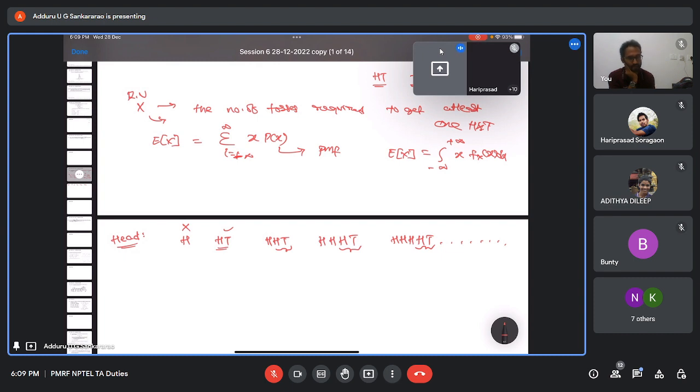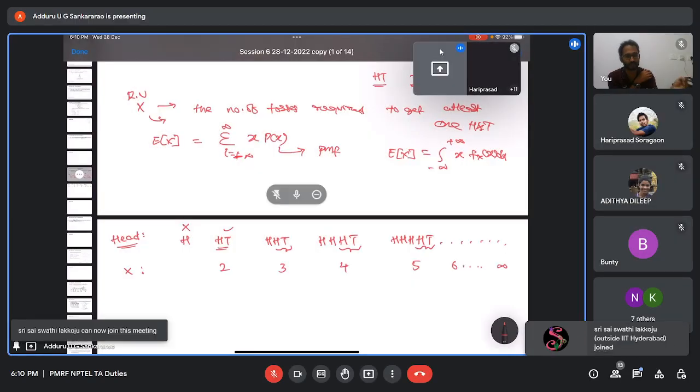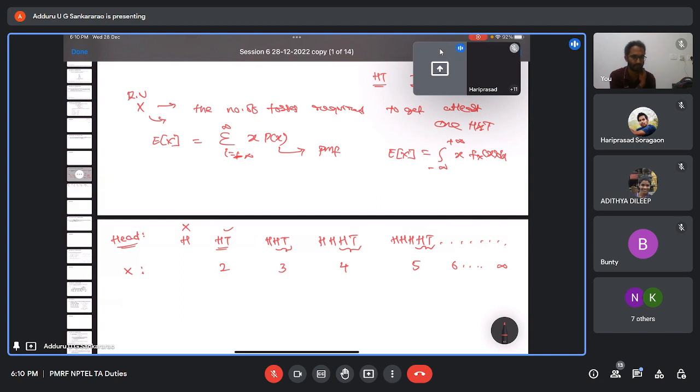You got it, right? So what is the random variable here? Number of tosses. Here two tosses, in this case three tosses, four tosses, five tosses, six tosses, it may go up to infinite tosses. Sometimes it may happen. You have been tossing continuously. Head, you got 100 times head, 101st time you got tail. That is a required one, right? So this is one case.